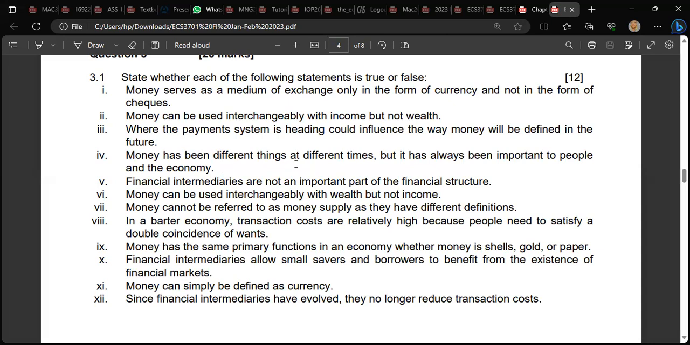Right. And then money has been different things at different times, but it has always been important to people in the economy. Has it? True or false?